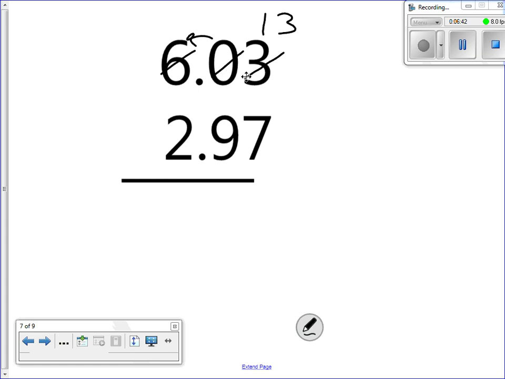So I'm going to borrow one of these, so it becomes a 5. So I have a 10 here, but I still haven't borrowed anything to get to the 13, so I have to make this 10 a 9. You see how I had to borrow from somebody else in order to borrow from somebody to the right? Let's keep that in mind, okay? So now I have 13 minus 7, and I have a 6. 9 minus 9, I have a 0. Bring the decimal down, and I've got a 3.